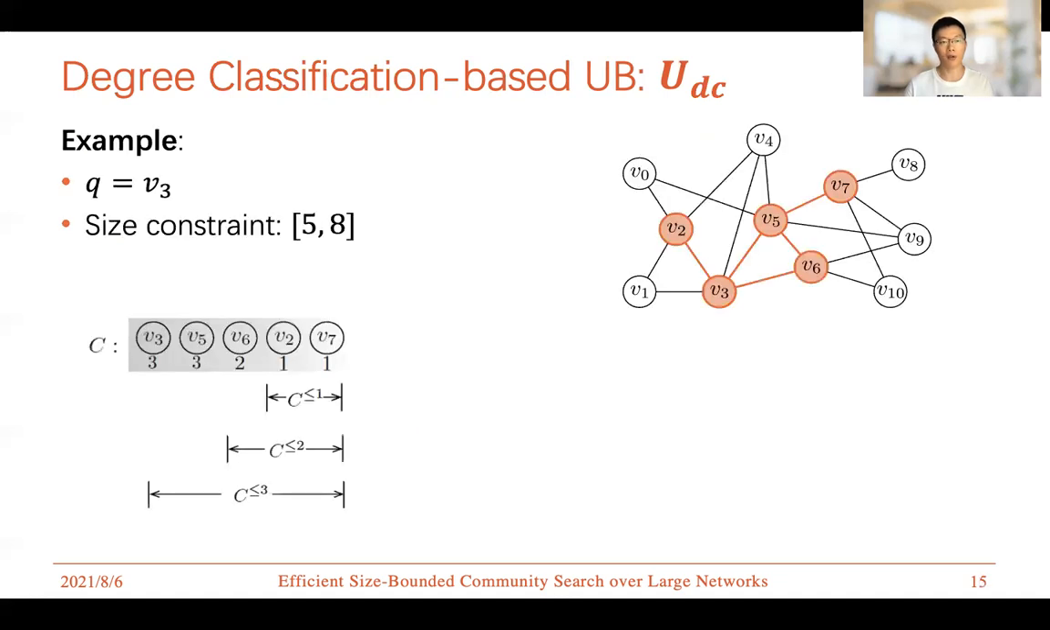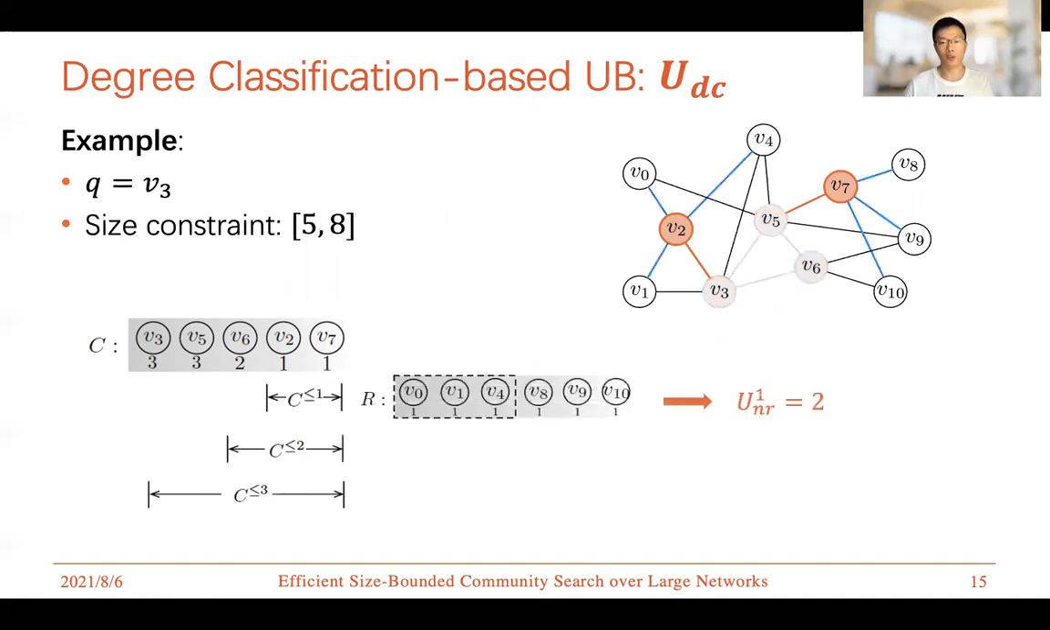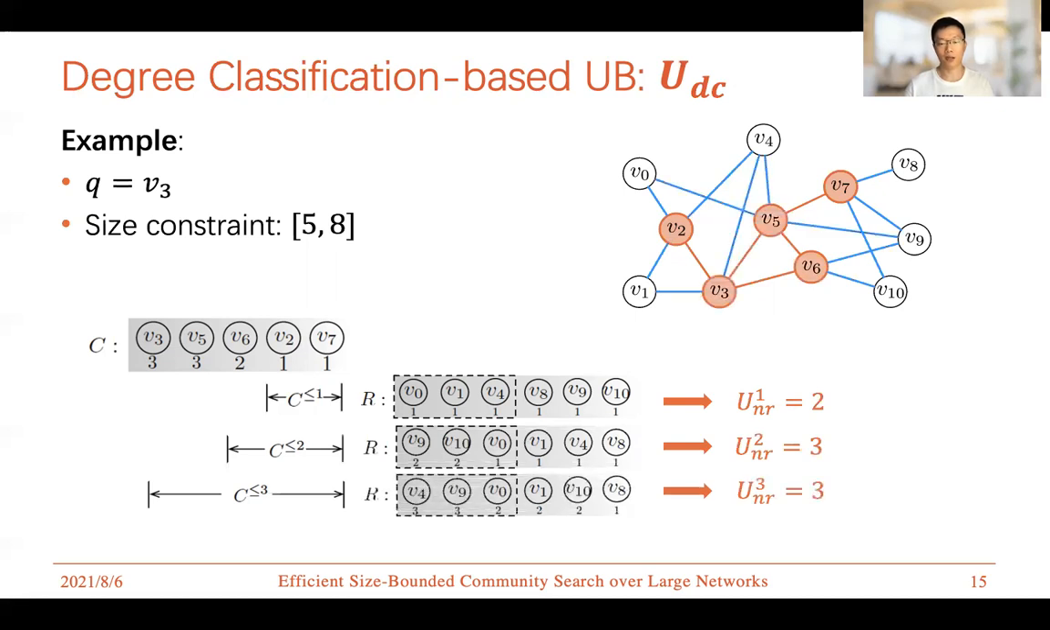Let's see an example which is the same as the previous one. Firstly, we classify C into different sizes. Then we use C1 to derive UNR1, which is 2. Then use C2 to derive UNR2, which is 3. And also, we derive UNR3 as 3. And finally, we select the smallest one as the final upper bound, 2.